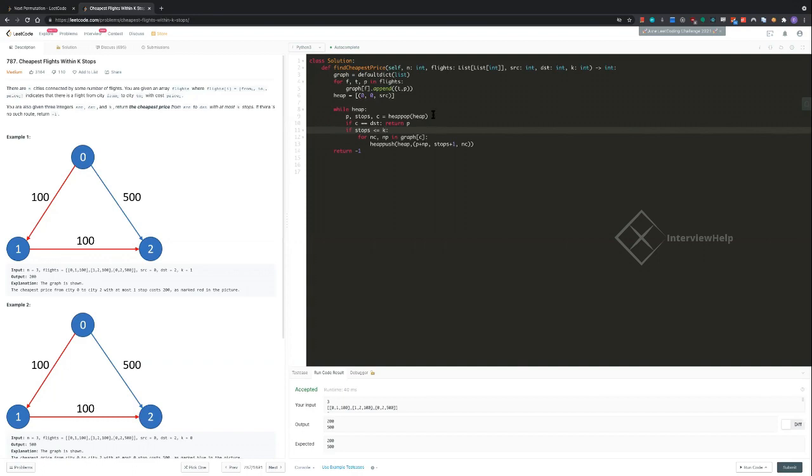So the difference is if you prioritize on the number of stops, then the moment you pop the destination, the moment you're currently visiting the destination, you cannot stop at that point because there may be a cheaper way to reach the destination that uses more stops. But if you're prioritizing on the total cost, then the moment you see the destination, you know that's the cheapest way.